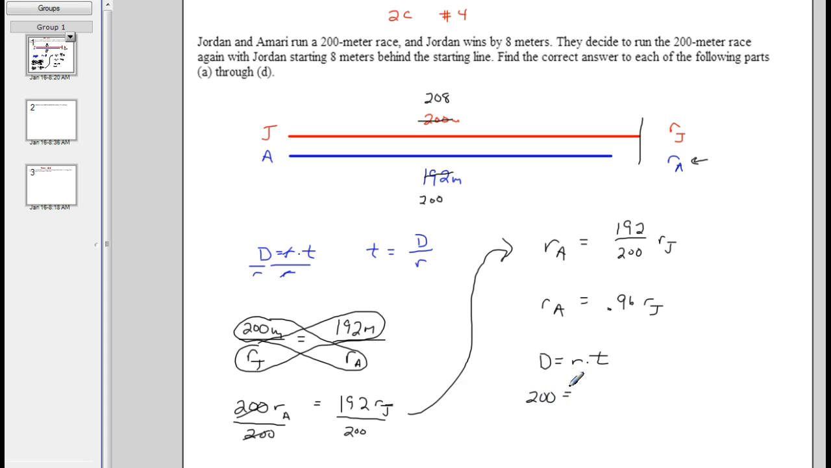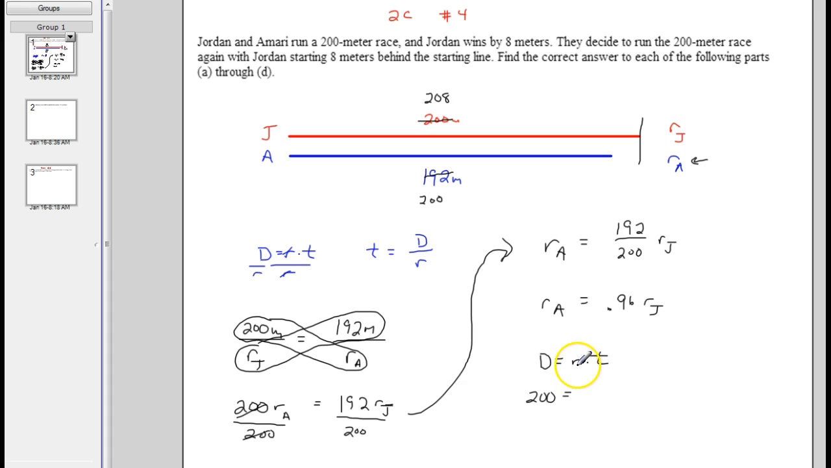And we're going to determine if by the time he got to 200, has Jordan already gotten to 208, or is he more than 208 or less than 208? If he's equal to 208, then they tie. If Jordan's more than 208, then he wins. If it's less than 208, then Amari would win.